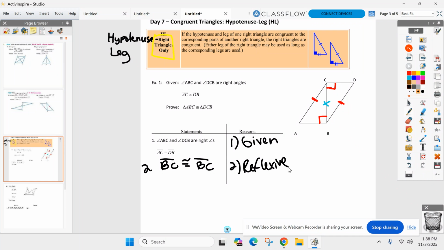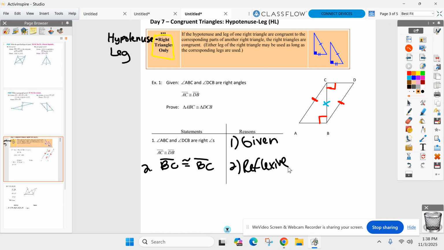All right, we all agreed it was HL when we marked our diagram. Are the hypotenuses congruent in your statements? Yes, no? Yes, it was given. Are a pair of legs congruent in your statements? Yes, we just wrote that down. We're not done yet, though. You can't say the triangles are congruent yet.